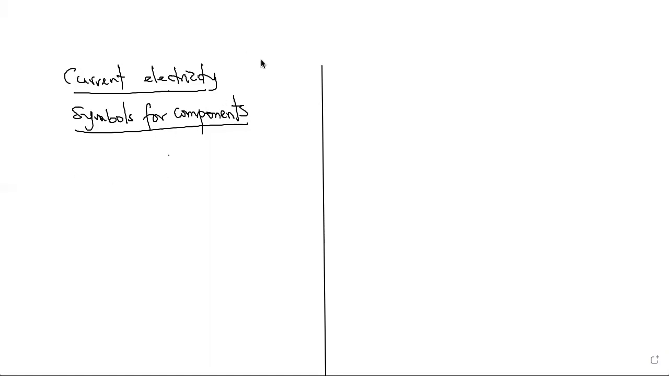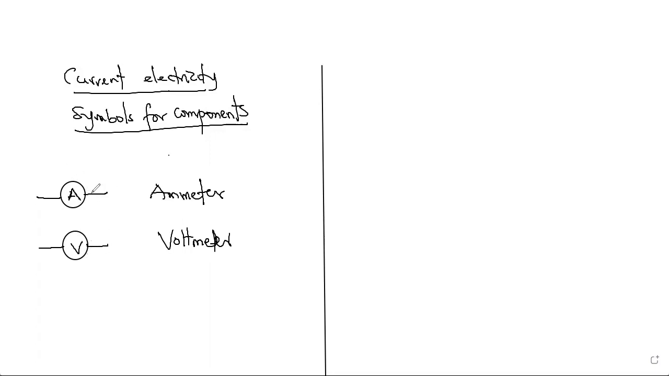The first one we look at is an ammeter. An ammeter looks like this: we have a circle and an A written there. This is an ammeter. We have a circle with a V written inside, which is a voltmeter. An ammeter measures current in amps, and a voltmeter measures potential difference, also known as voltage, in volts.